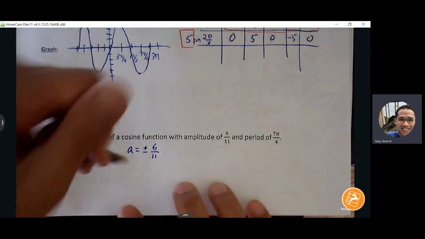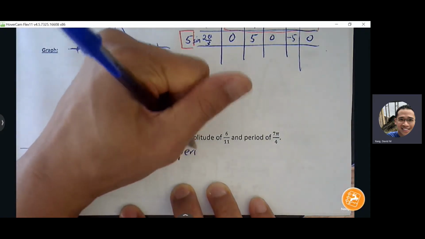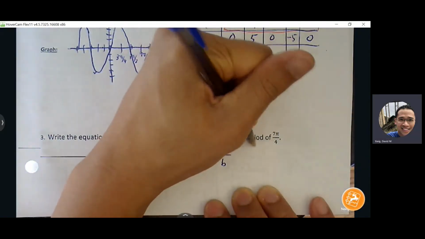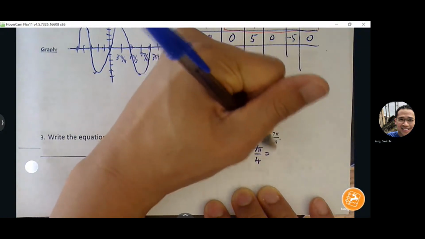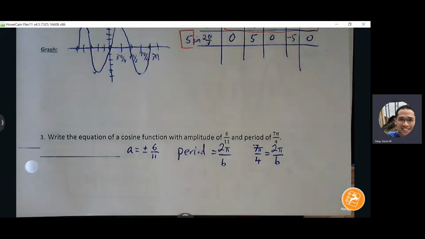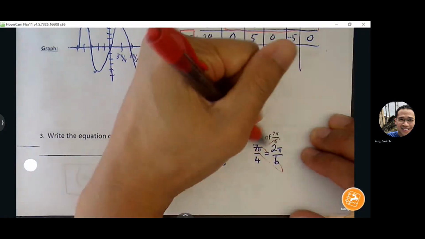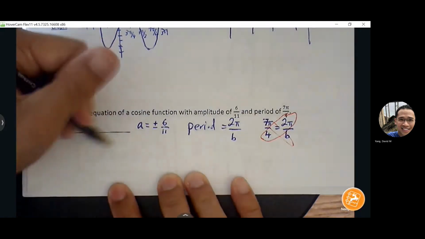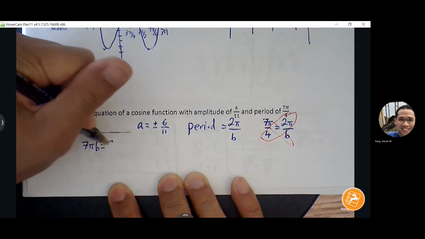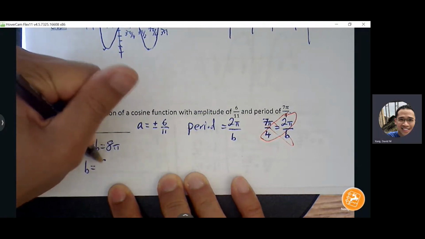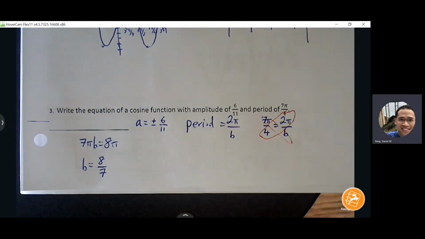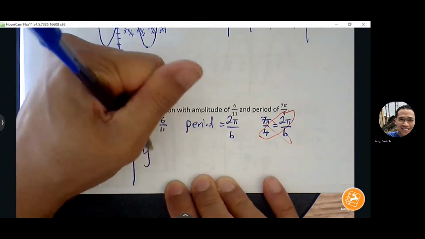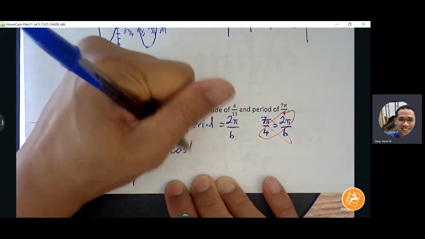Now, period is 7π/4. We have to work backwards to get our B value here. So our period is 7π/4. We'll set it equal to 2π/B. Cross multiply. Solve for B. Pi's cancel out. I get B equals 8/7. And that's all we need. We have our A and we have our B value, and put it into our cosine formula.